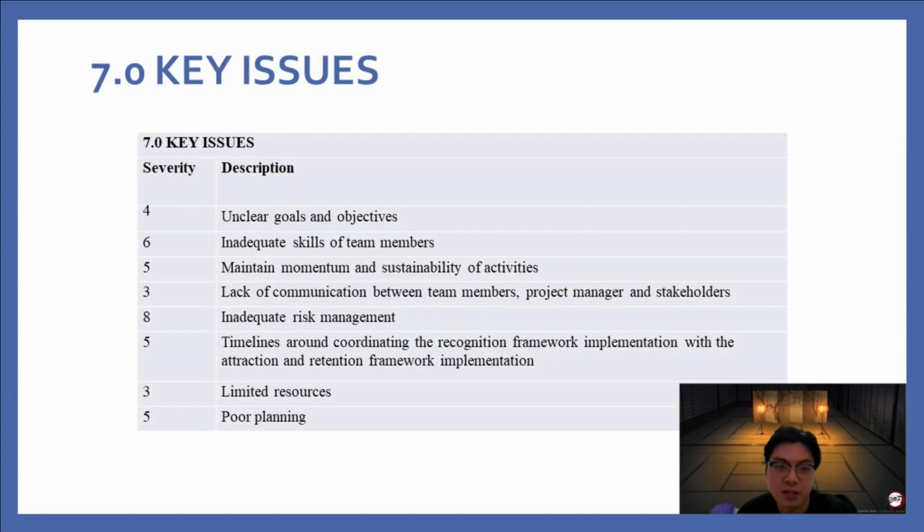Next, the key issues for the project. The first key issue is unclear goals and objectives, which has a severity of 4. The next one is inadequate skills for team members, which has a severity of 6. The next one is maintaining the momentum and accessibility of the activities, which has a severity of 5. And the lack of communication between team members, project manager, and stakeholders, which has a severity of 3, which means it's not that serious. And the next one is integrated risk management, with a severity of 8.